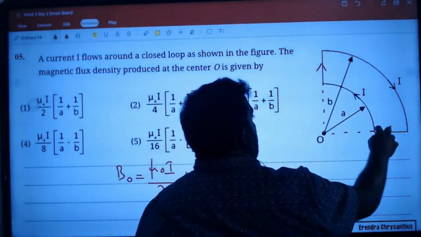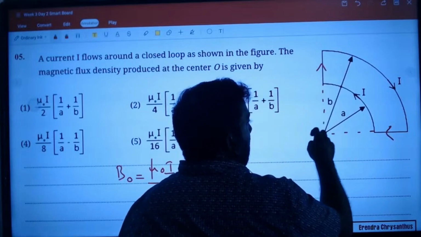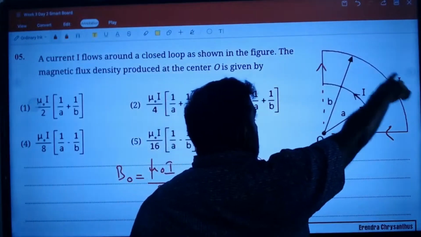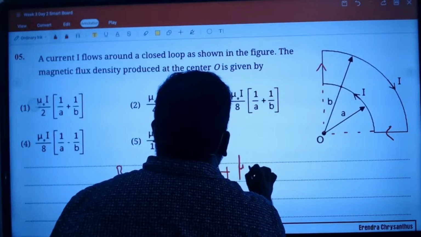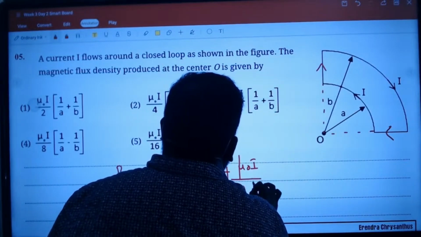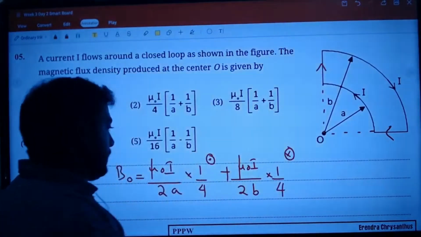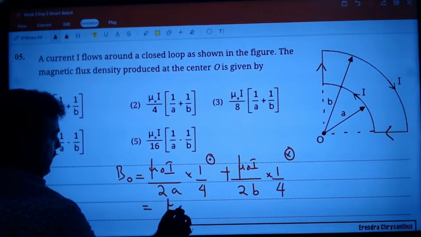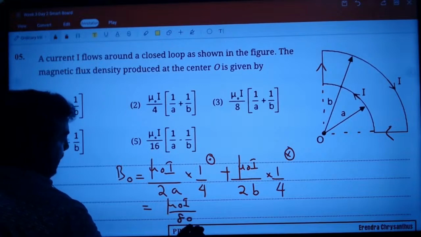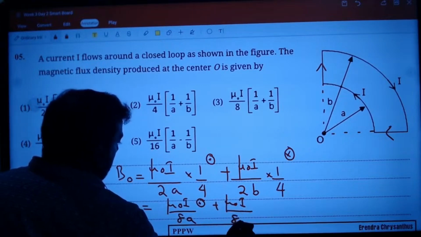Because of these two lines there is no field. Why? They are passing through the center. From there there is a field inwards: mu naught I divided by 2B times a quarter, into the paper. If you look at this carefully, the smaller the distance, the greater the field. Mu naught I over 8A outwards, mu naught I over 8B inwards.